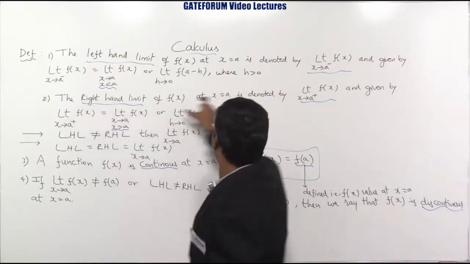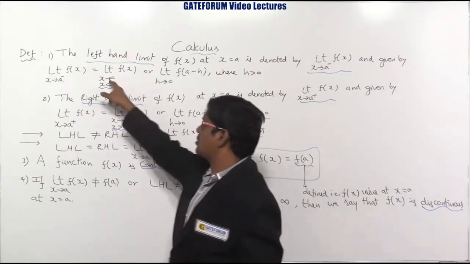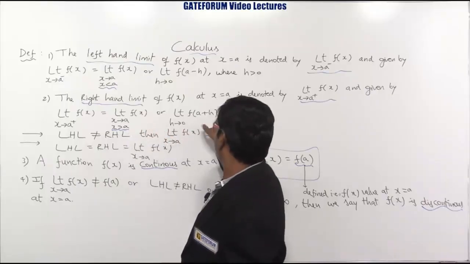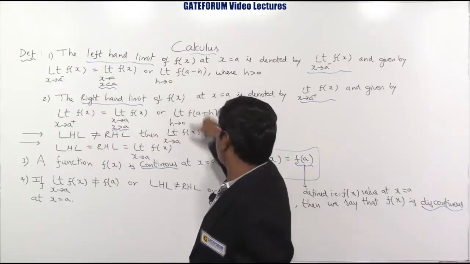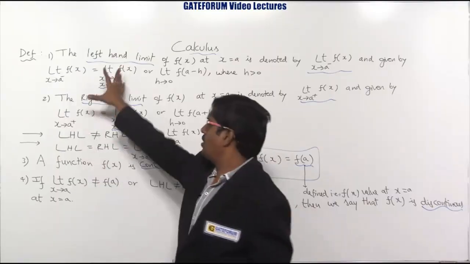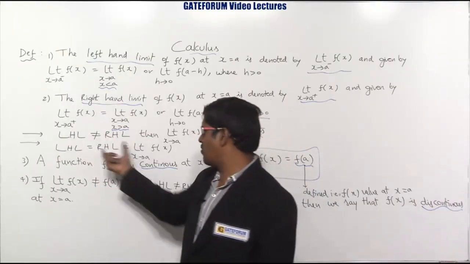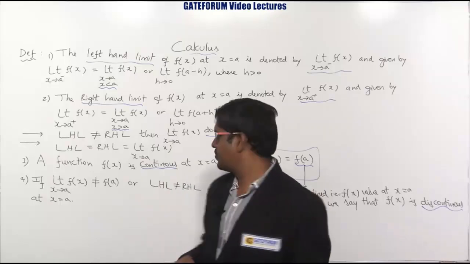Now the right handed limit notation is power plus. Just opposite: less than becomes greater than, minus becomes plus. Then a minus h becomes a plus h, where h greater than 0. When left hand limit and right hand limit are unequal, then the limit does not exist. When they are equal, that is the given limit.